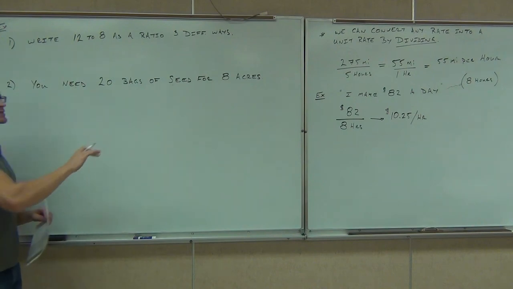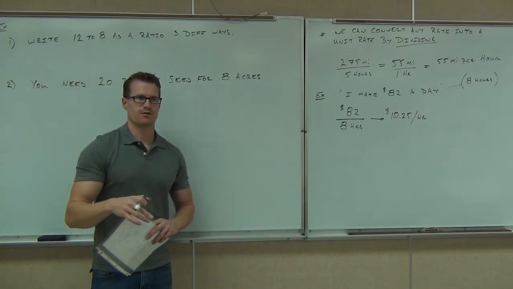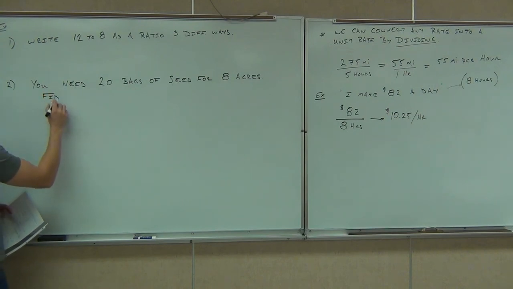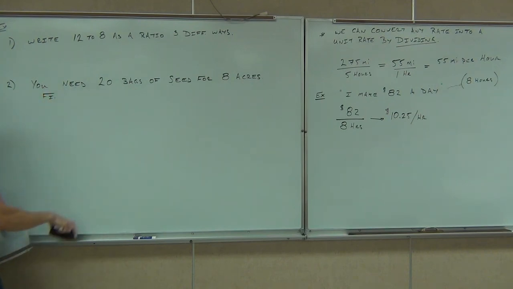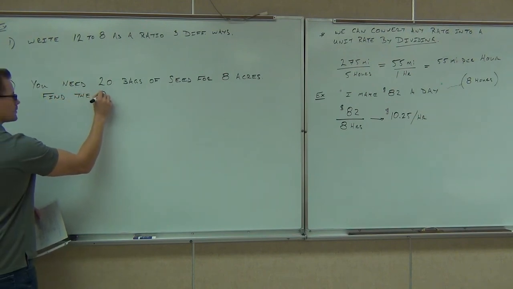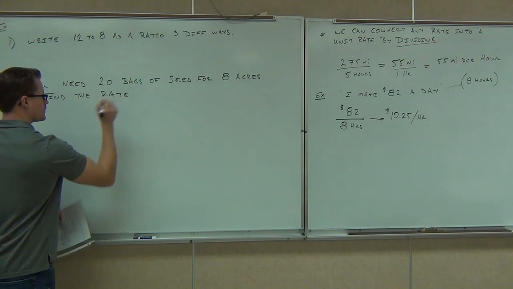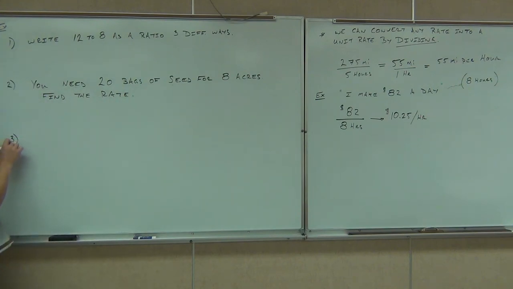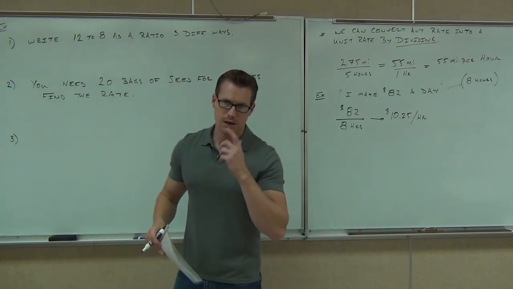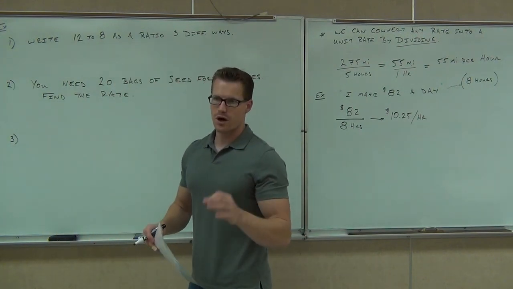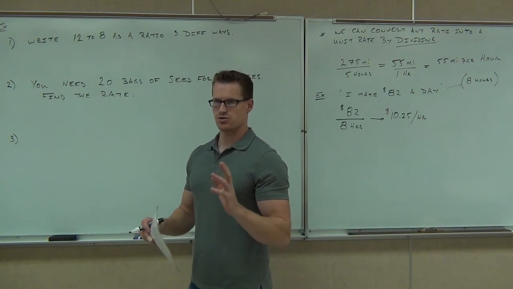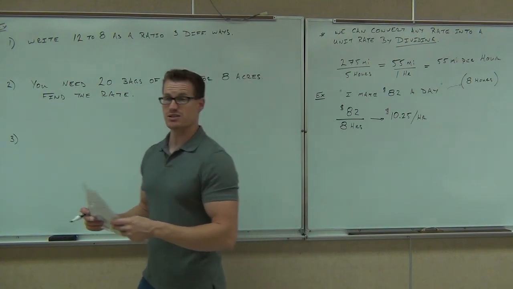Next one, you need 20 bags of seed to plant 8 acres full of wheat. Find the rate. Lastly, you can drive 435 miles on 7 gallons of gas. That's extraordinary gas mileage. Find your fuel consumption as a unit rate.